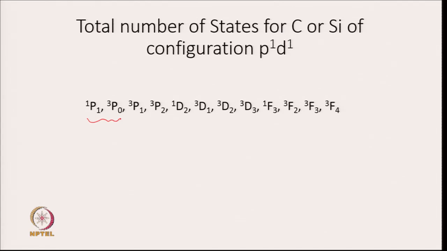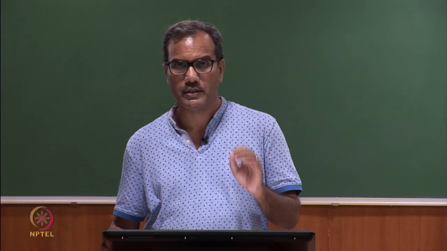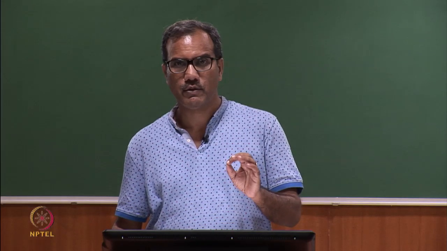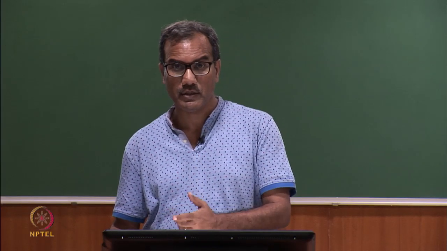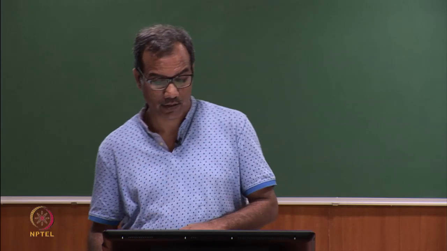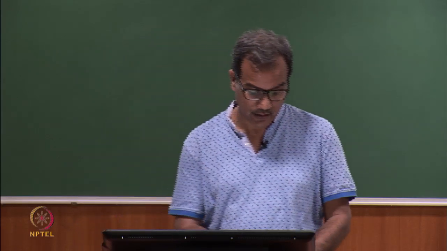1P1, 3P0, 3P1, 3P2, 1D2, 3D1, 3D2, 3D3, 1F3, 3F2, 3F3 and 3F4. That is what all combination of states will exist for carbon or silicon configuration. This is the excited state. Remember, it is not the ground state, it is not the p2 configuration, it is p1 d1, it is the excited state of carbon or silicon. So, they are going to have these many energy levels.